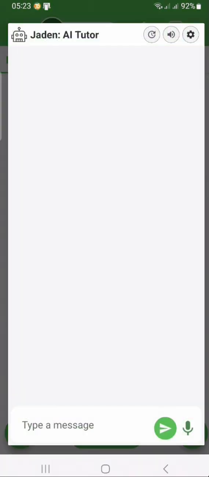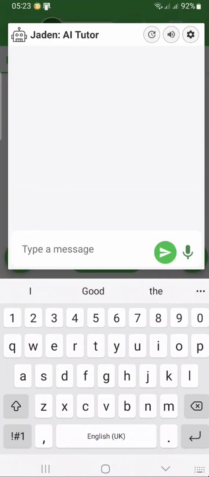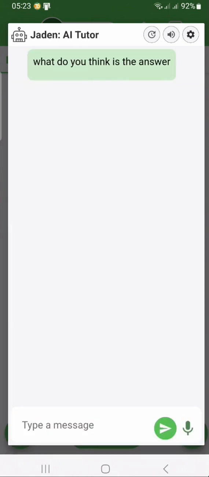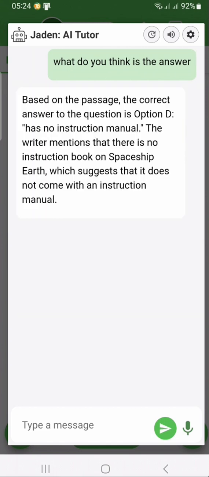Now I can ask specific questions based on what I'm studying or what I'm looking at. So let's take a look. Here I'm going to ask it a question like, what do you think is the answer? So let's see what it's going to get. We know that the correct option is option D. So let's see if it's going to get it correctly. Yes, it got it correctly, and it said that is the correct option.